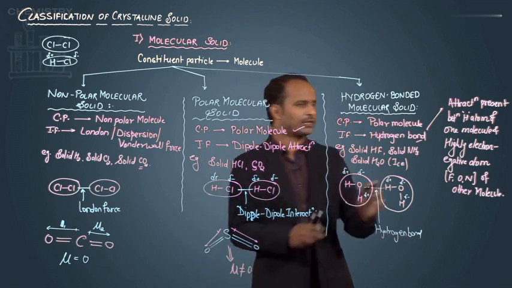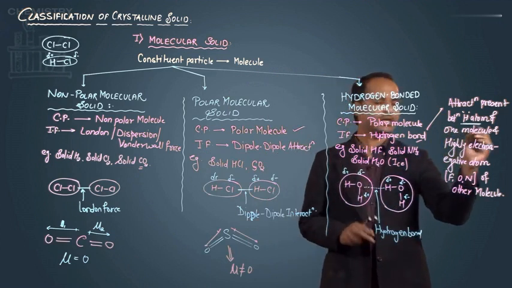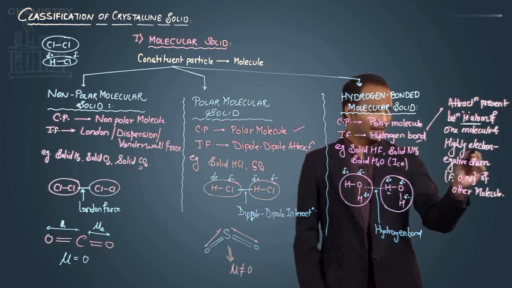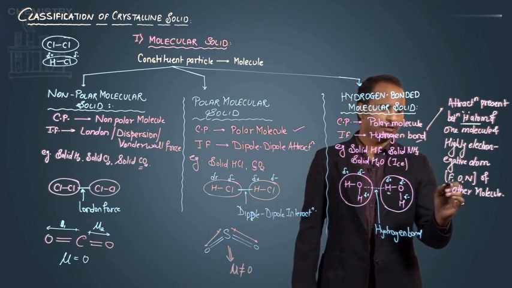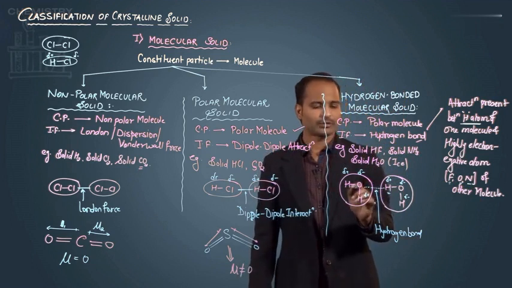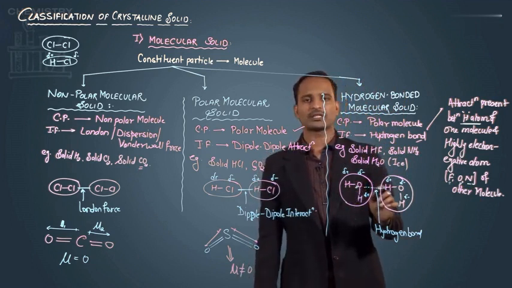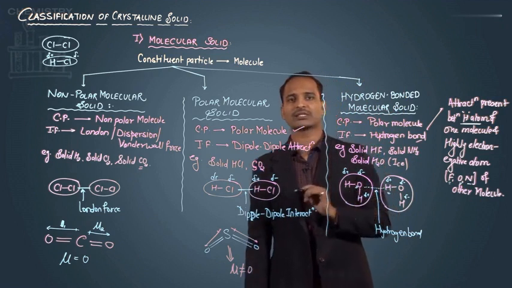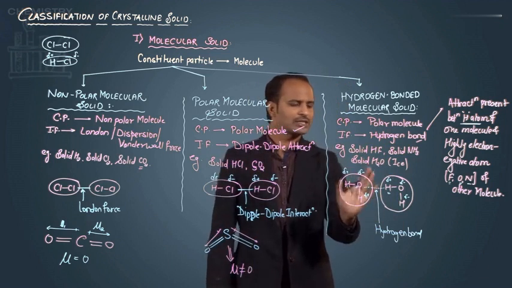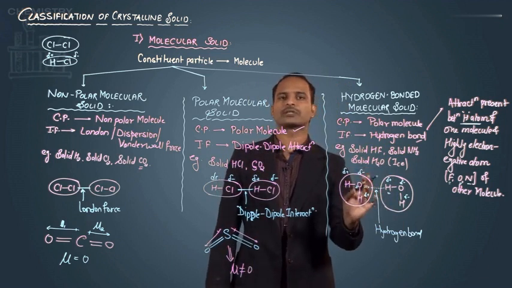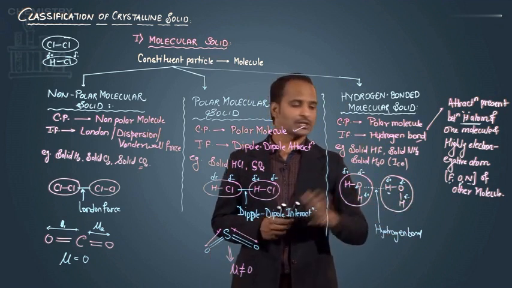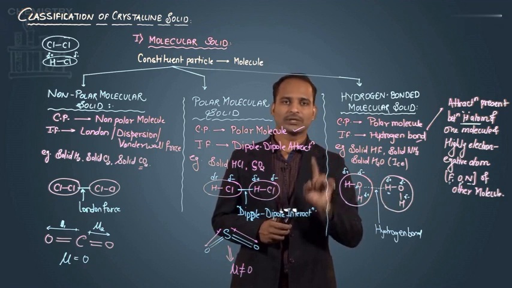Let's see the definition. Attraction present between the hydrogen atom of one molecule, this molecule, and a highly electronegative atom of the other molecule. Highly electronegative, that is fluorine, oxygen or nitrogen. So here, from the other molecule, the oxygen atom is present. So the attraction present between the hydrogen and the oxygen is why it is called a hydrogen bond. This is a polar molecule carrying partial positive and partial negative charge. This is also a polar molecule carrying partial positive and partial negative charge. So the attraction between polar molecules is a dipole-dipole attraction.